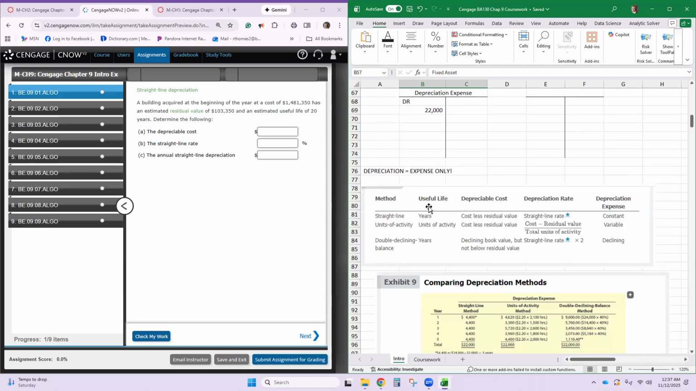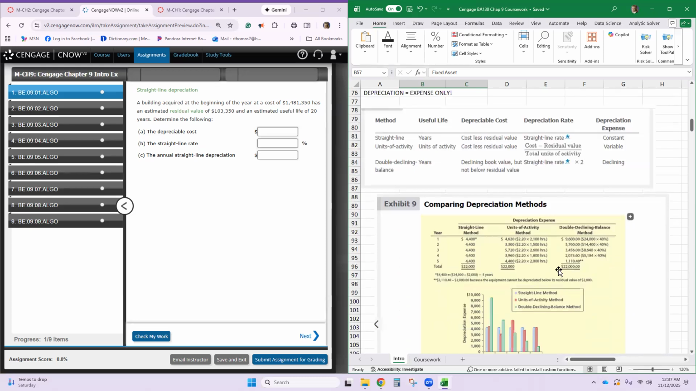This is a really good chart in the book. We're going to work with straight line, units of activity, and double declining balance. And here's a nice comparison of straight line, units of activity, and double declining balance. All right, so let's go ahead and get started.